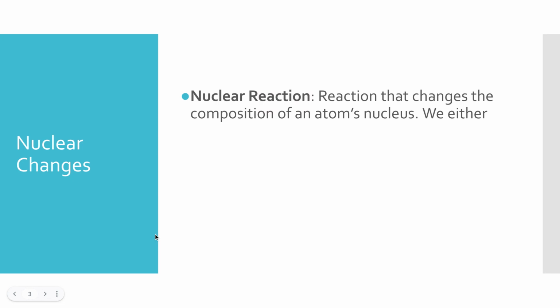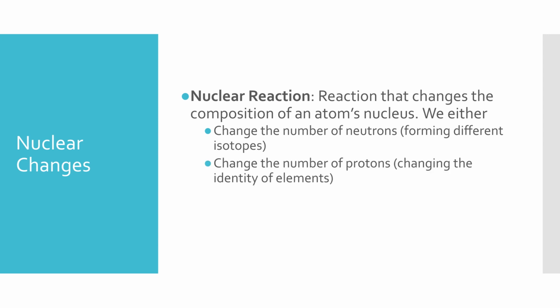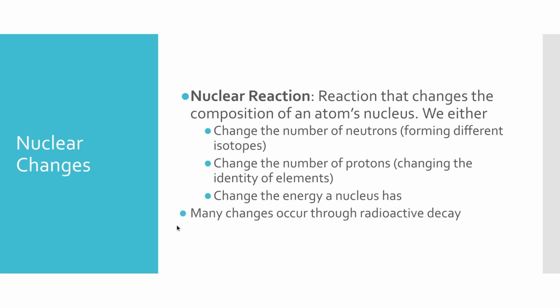Nuclear reactions are reactions that change the composition of an atom's nucleus. We're either going to change the number of neutrons, which forms different isotopes of the same atom, or change the number of protons, which changes the identity of the element. We can also change the energy a nucleus has without actually changing the amount of protons or neutrons.